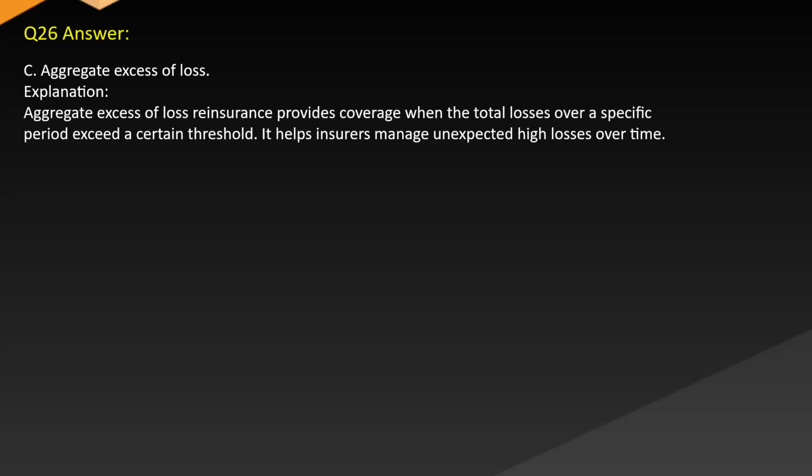Aggregate excess of loss. Explanation: aggregate excess of loss reinsurance provides coverage when the total losses over a specific period exceed a certain threshold. It helps insurers manage unexpected high losses over time.